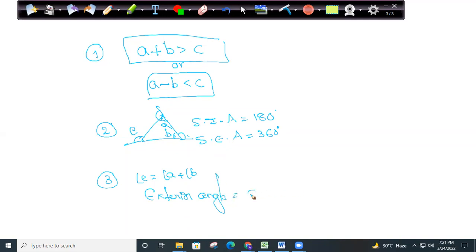You know these basic properties. Sum of interior opposite angles. Okay. Next property that you should know is, if you want to just write it, I'm going to the next page.